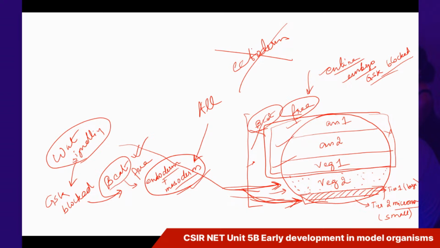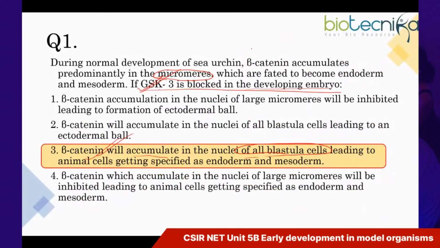So as you know, in our Brahmastra series, we are discussing CSIR questions. As you can see, this topic is very, very important. So many questions are coming. Beta-catenin accumulation in the nuclei of large micromere will be inhibited. Why? If GSK is blocked, beta-catenin accumulation will be there, whether signal or not signal. So why will it be inhibited? Not correct.